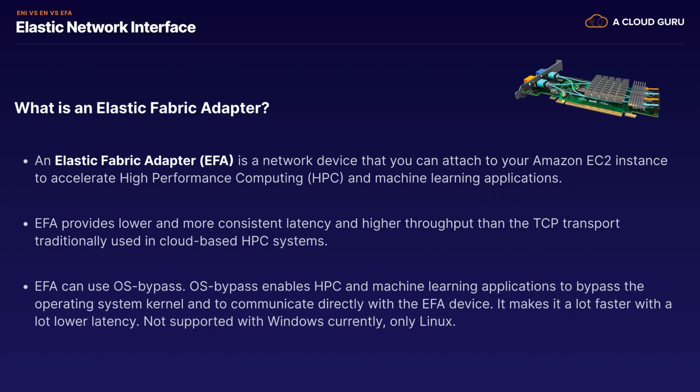And then we've got our Elastic Fabric Adapter, EFA. An Elastic Fabric Adapter is a network device that you can attach to your EC2 instance to accelerate high-performance computing, or HPC, and machine learning applications. Really important: if you get a scenario question talking about ENI versus ENA versus EFA, and they're talking about HPC and machine learning, then you want to choose an Elastic Fabric Adapter. Elastic Fabric Adapters provide lower and more consistent latency and higher throughput than the TCP transport traditionally used in cloud-based HPC systems. And EFA can use OS bypass.